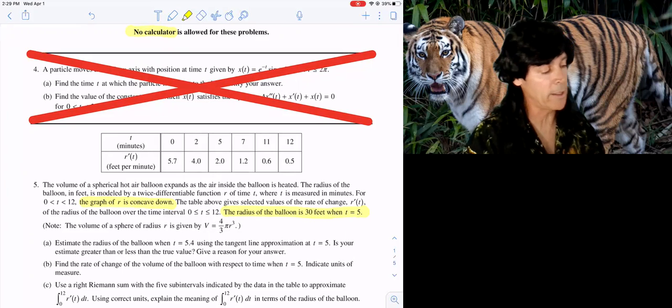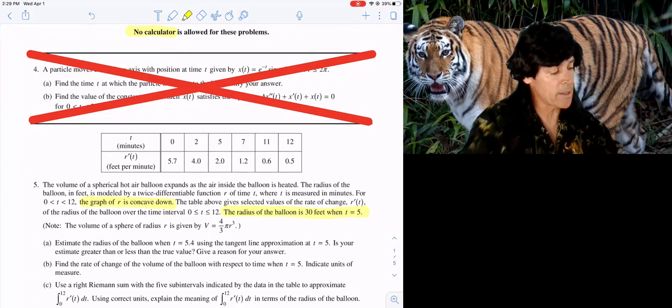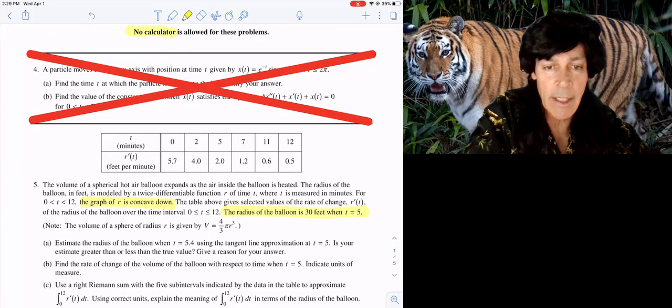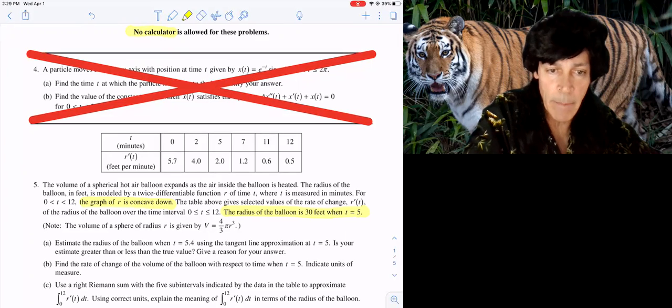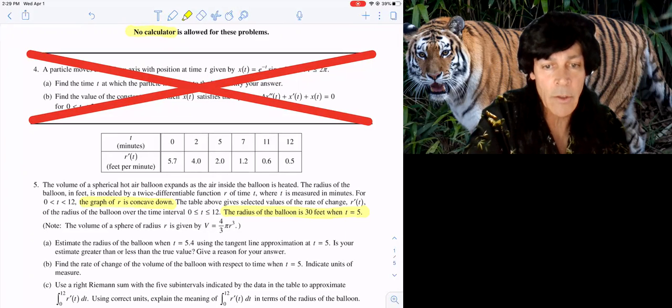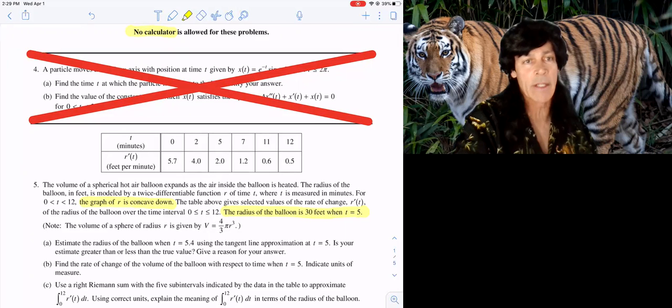All right, what do we got to do? Part A, we got to estimate the radius of the balloon when t equals 5.4 using the tangent line approximation at t equals 5. Is your estimate greater than or less than the true value? Give a reason for your answer. I hate it when they always ask you to give a reason for your answer.